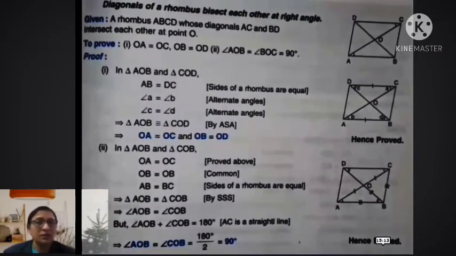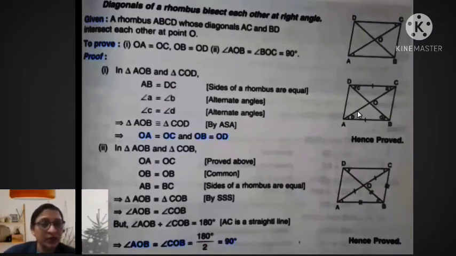Here is the quadrilateral ABCD given with the two diagonals AC and BD intersecting at the point O. We need to prove here side OA equal to side OC and side OB equal to side OD. Secondly, angle AOB is equal to angle BOC equal to 90 degrees.